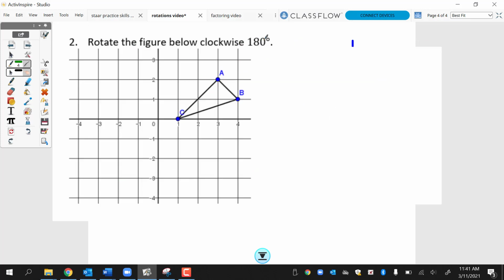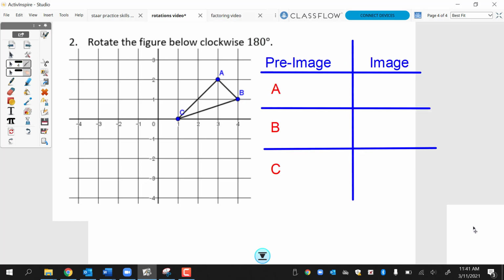Rotating this figure 180. So I would write down my points. I would make a little table for myself with the before and the after. Okay, so ABC, I got to write these coordinates down. So A was at 3, 2. B was at 4, 1. And C was at 1, 0.